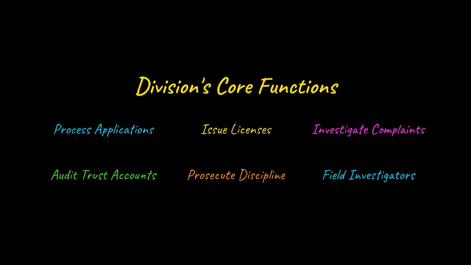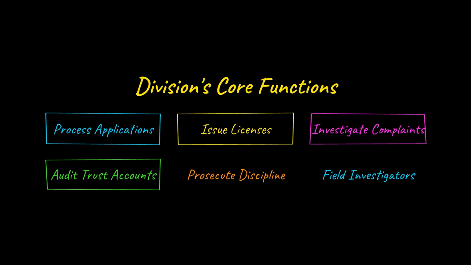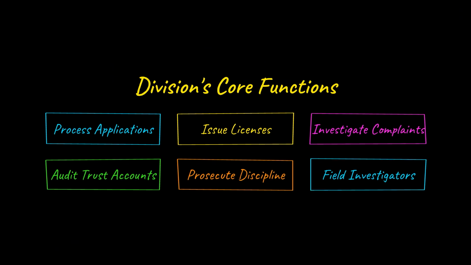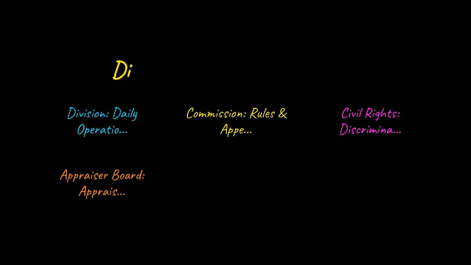concept here. The division handles the full administrative and investigative cycle. It receives applications, issues licenses, sends investigators into the field, audits brokers' trust account records, and prosecutes disciplinary cases through its own staff and attorneys, every operational step from intake to enforcement. Take a concrete example. A consumer reports that a broker mishandled trust money. The division receives the complaint, assigns an investigator, audits the accounts, and prosecutes the case if the facts warrant. Only if the broker appeals does the commission, the appellate body, enter the picture.